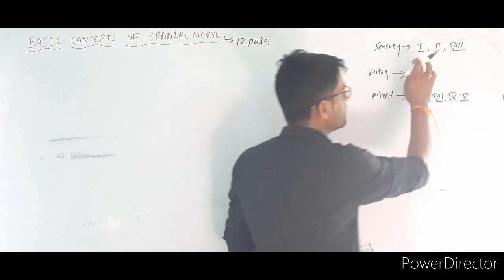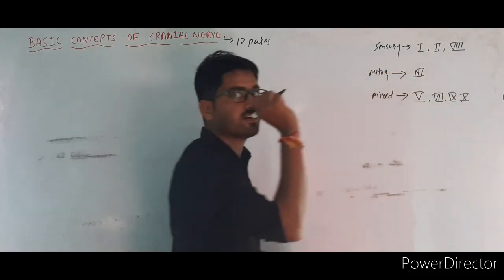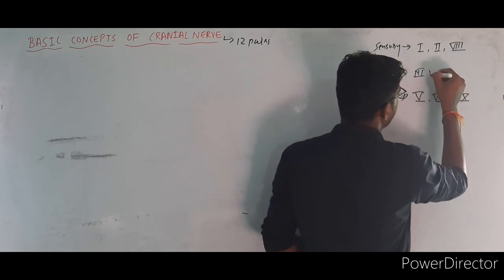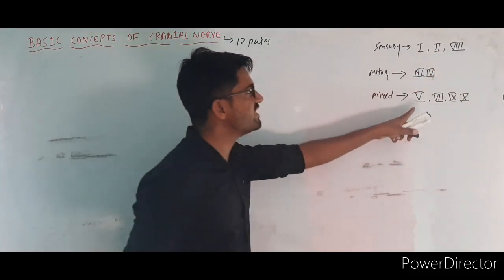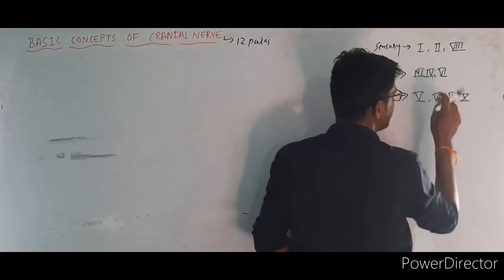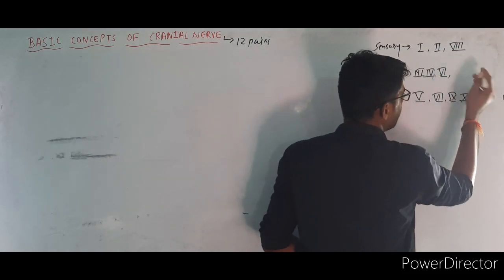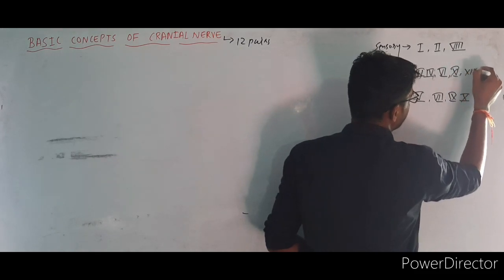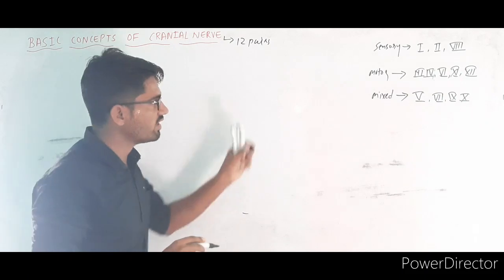So first, second is here. Where is third? Third will be here. Fourth will be here. 5th is here. So 6 will be here. 7th is here. 8 is here. 9 and 10. Now 11 and 12 are here. This is the sensory, motor, and mixed that you have to remember.